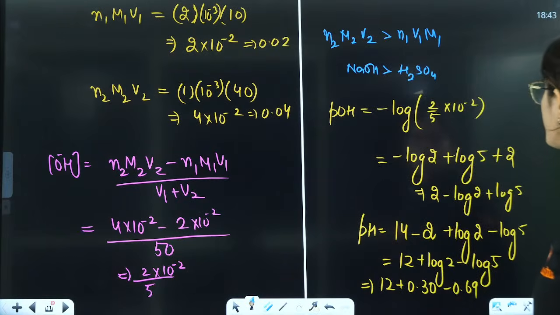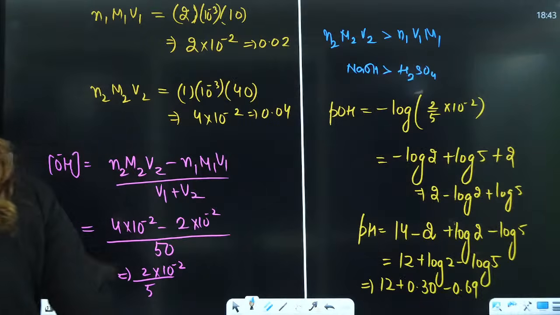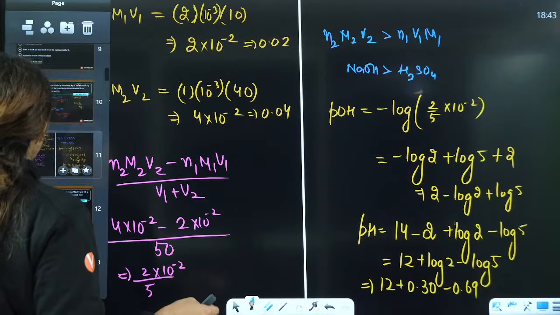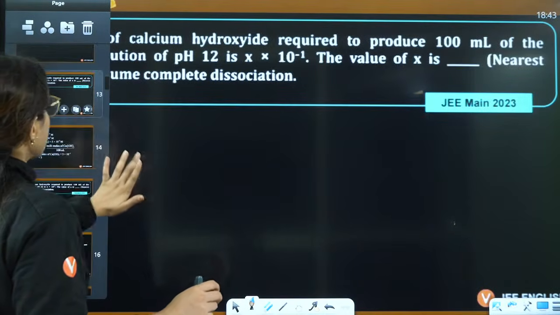Tell me, for you what is it? Minus log of this. Minus minus plus, and that will be plus 2. So log minus, this is plus, this will become minus, this will become plus, this will become minus, this will become 12. I don't know, you guys are also solving it. Now tell me what is your answer coming out to be. Mine is coming out to be 11.6, right?